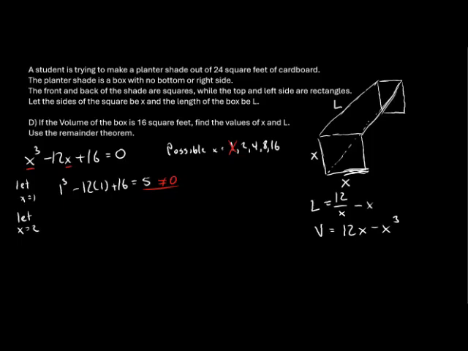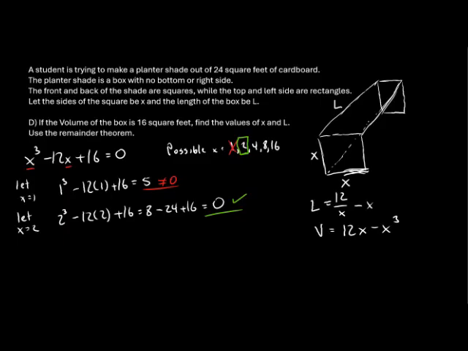Let's try 2 next. If we throw 2 in, we'll say 2 to the third minus 12 times 2 plus 16. If we do the math here, we'll end up with 2 to the third, which is 8, minus 12 times 2, which is minus 24, and then plus 16. But 16 plus 8 minus 24 does give 0. That is a correct solution, and therefore 2 will be our solution to this polynomial.